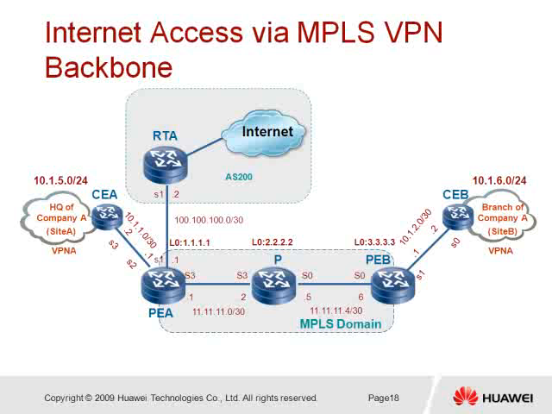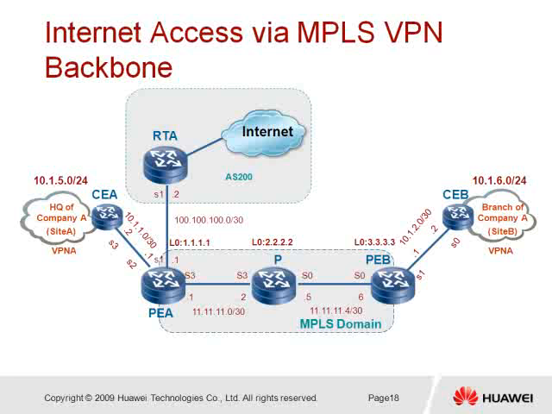We use BGP to distribute routes between PEA and RTA. The considerations for the implementation in this mode are as follows. The user of VPN Site A, which requests to access the Internet, needs to use a public IP address. If the user uses a private IP, the IP should be translated into a public one through NAT on the router CEA.